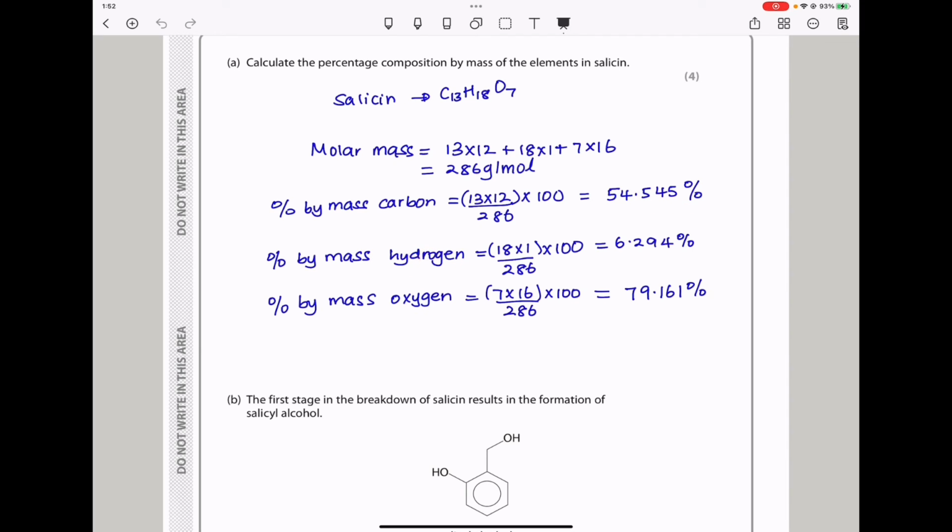Percentage by mass of hydrogen is going to be 18 divided by 286 times 100, giving us that. And the percentage by mass of oxygen is going to be 7 times 16, which is that, divided by 286 times 100, which is that.